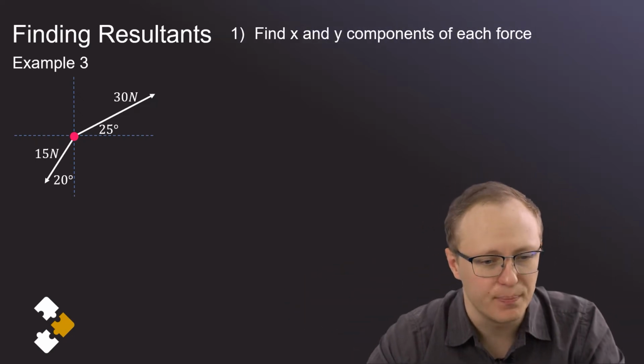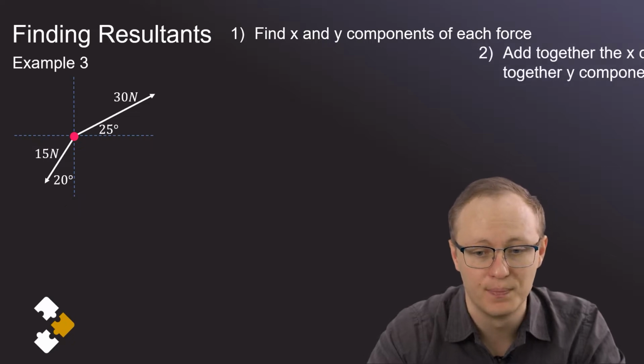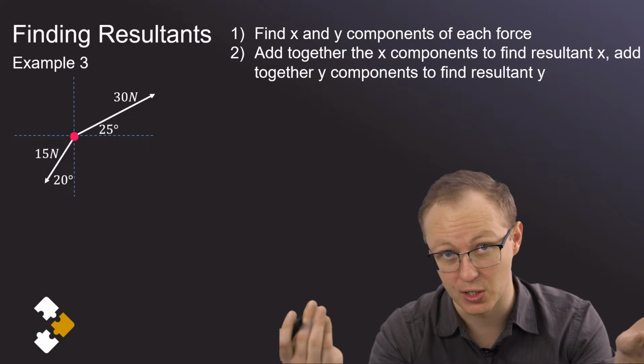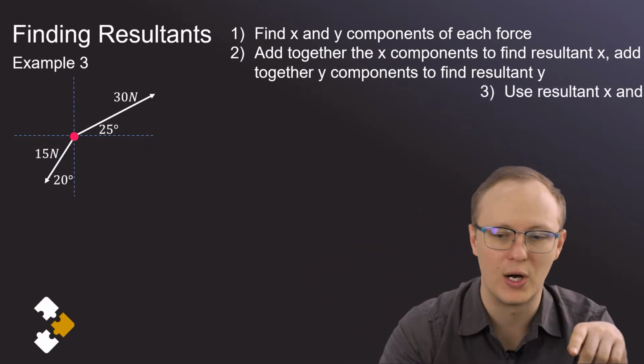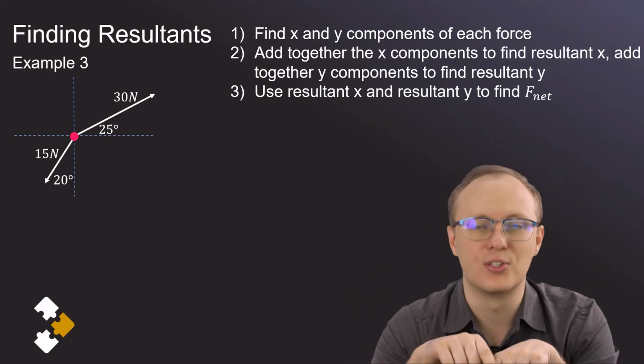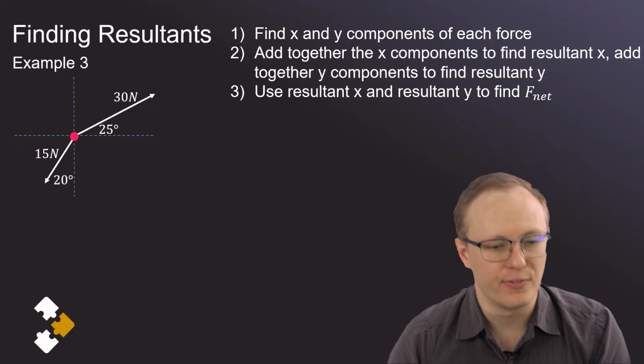Okay, so if you've got this issue, you've got to find the x and y components of each force. You're going to add together the x and y components in order to find a resultant x and a resultant y, and then you're going to use the resultant x and the resultant y in order to find F net. So let's see how that is done.